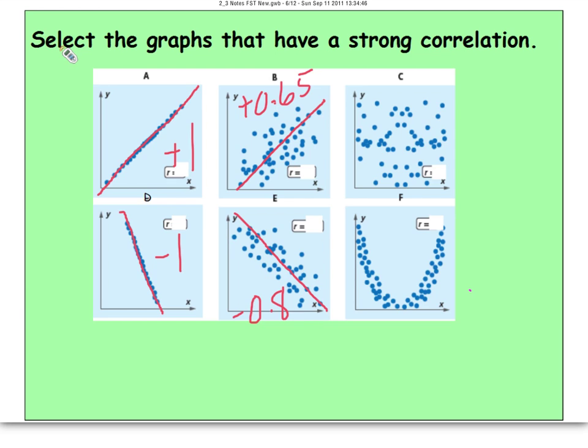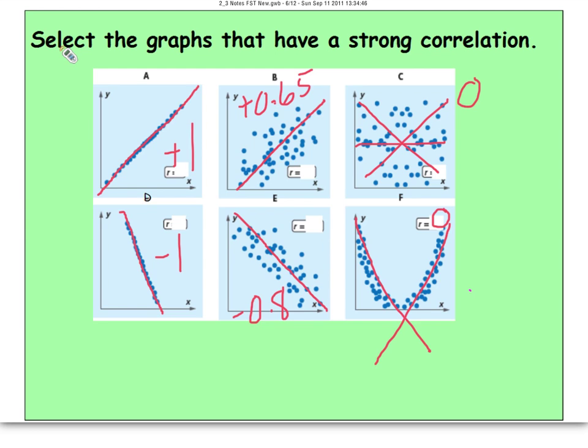Graph C, I'm not sure if I should draw this line or this line or this line or what. This correlation is going to be close to 0. And for letter F, if I was drawing a linear correlation, I don't know if I should draw it this way through these points or this way through these points or how I should draw it. This does not have a good linear correlation whatsoever, and it's going to be very close to 0 also.